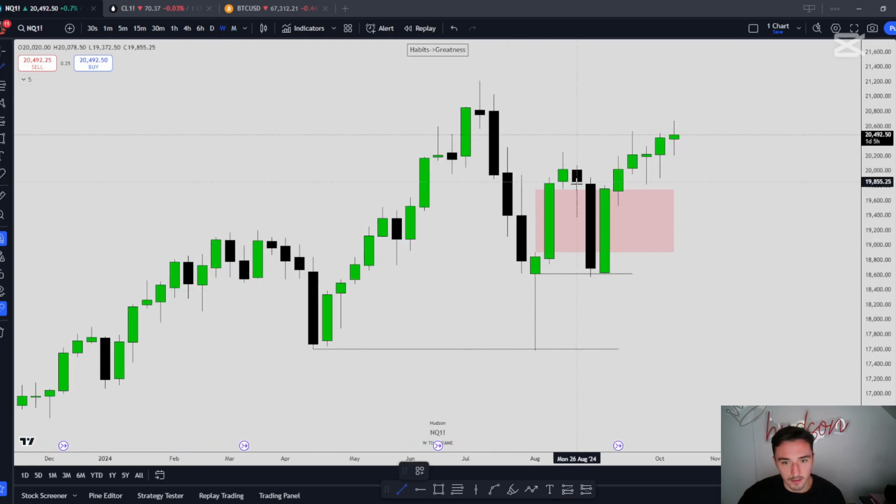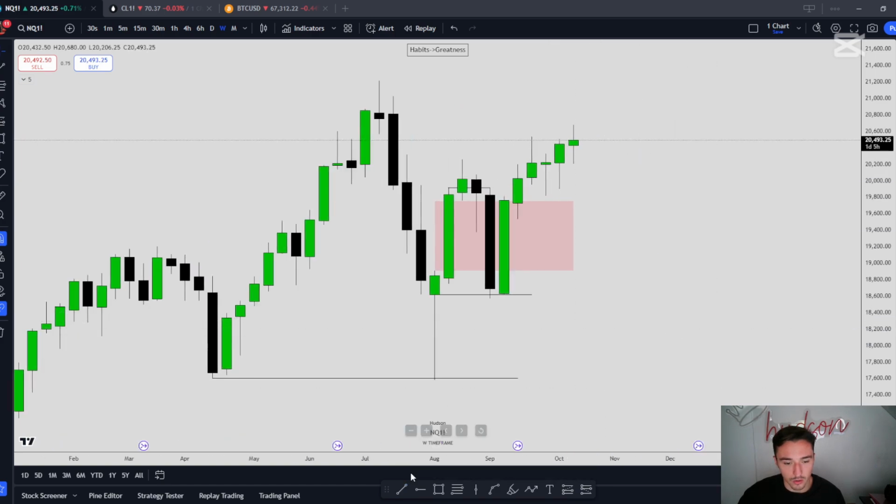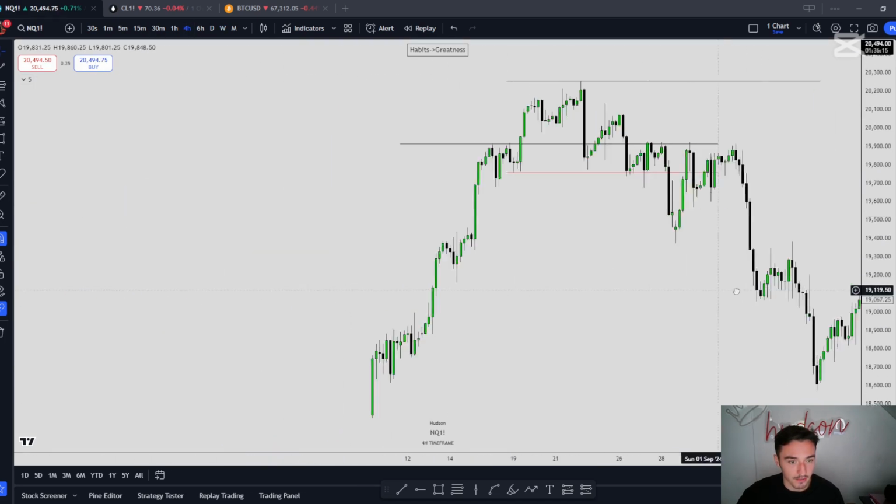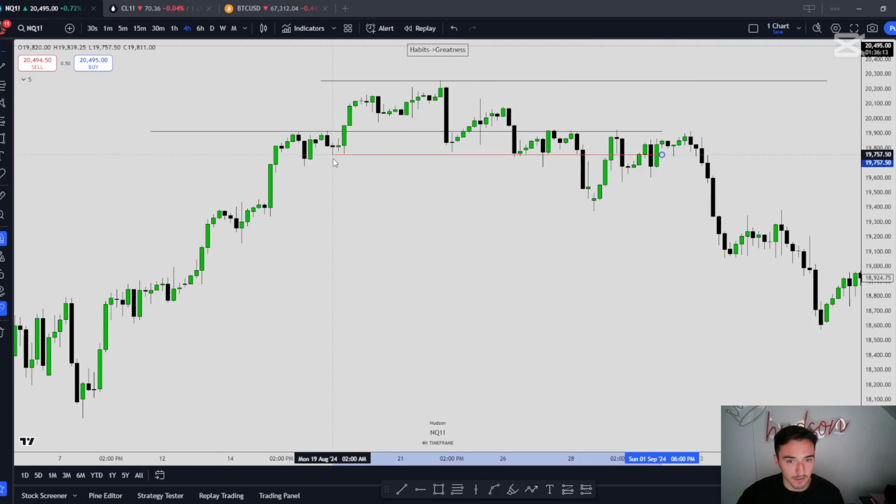What happens here, right? Candle closure above this draw. This should be the draw, right? We come into this fair value gap, right? So what am I for this week? I'm bullish once we enter that fair value gap, right? So we enter this fair value gap right here.